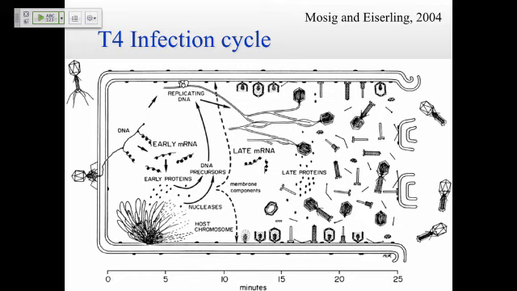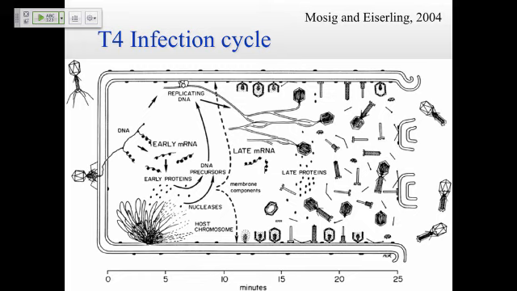This is double-stranded, again, about 170,000 base pairs in length. As soon as it gets inside the cell, you have early transcription that takes place. The early proteins are just like in all the other viruses we've talked about so far, mostly involved in messing around with cellular processes. The most obvious one here is that there are lots of nucleases in these early proteins, which chop up the host chromosome and also all the host messenger RNA.